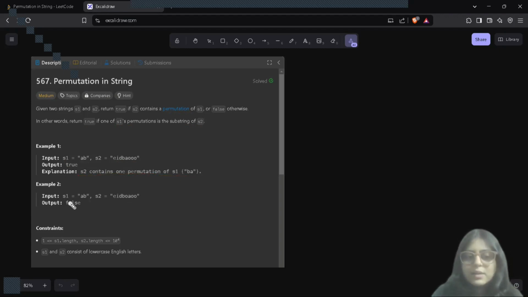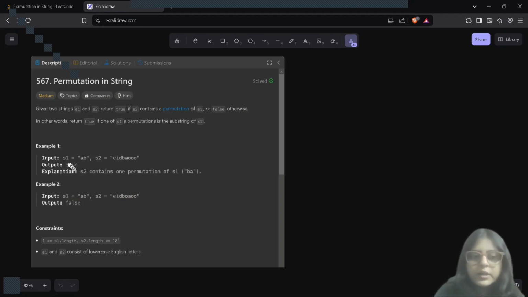Now let's also look at example 2. So example 2 is again AB, and we have to spot AB or BA, any of the permutations. So S2 here we have EIDBOA, OO. So even though B and A can be spotted here individually, since they are not contiguous, this cannot be termed as a substring. So hence the output here is false. So more or less the problem is pretty fairly easy to understand. So let's look at the approaches we can use to solve the question.